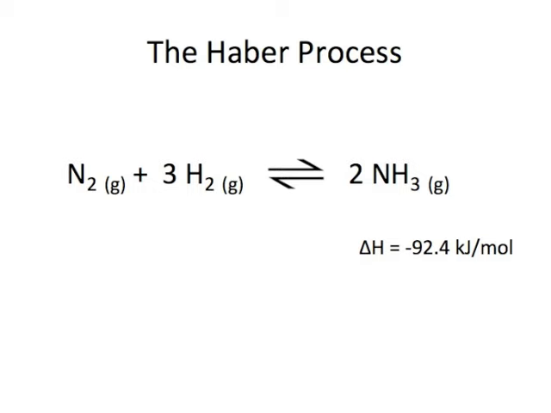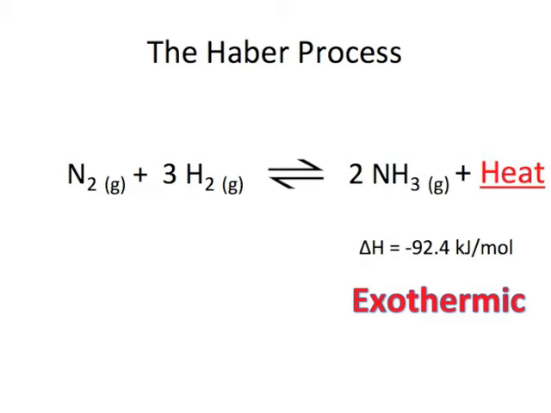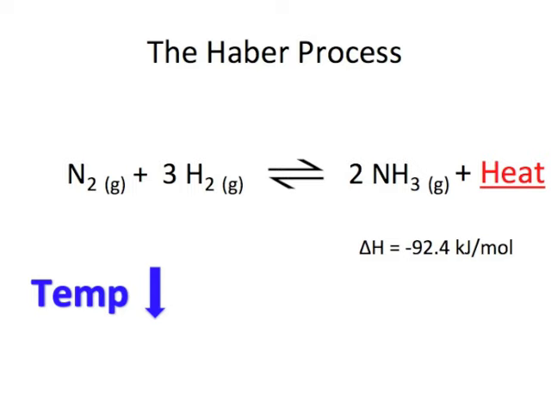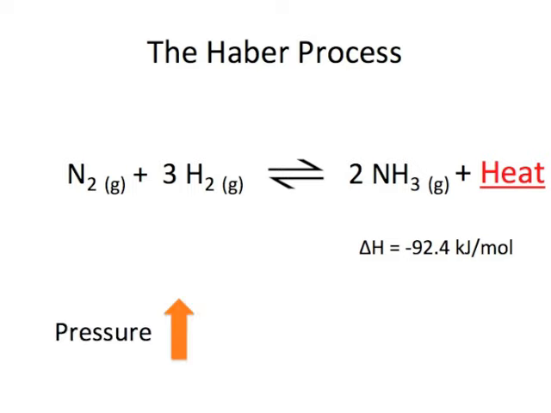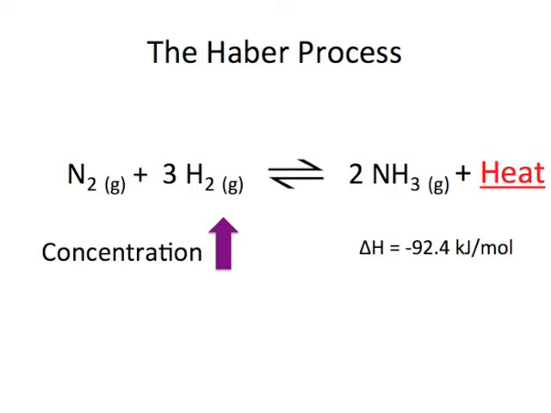The Haber process provides a good look at all 3 ways to shift the equilibrium. Recall that this reaction is exothermic, so heat can be treated as a product. If the temperature is decreased, the reaction will shift right. If the pressure is increased, the reaction shifts toward the products. Therefore, higher pressure will have a higher yield for this reaction. Of course, increasing the concentration of the reactants will shift the position of equilibrium toward the products.